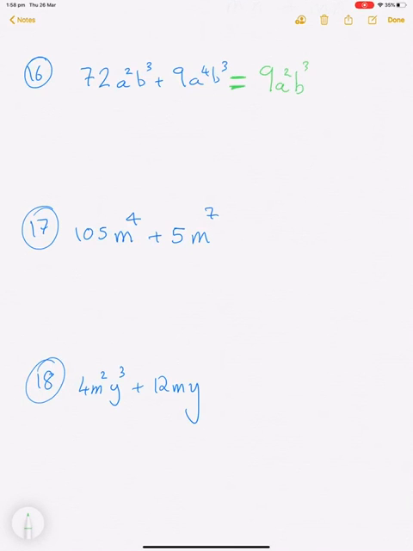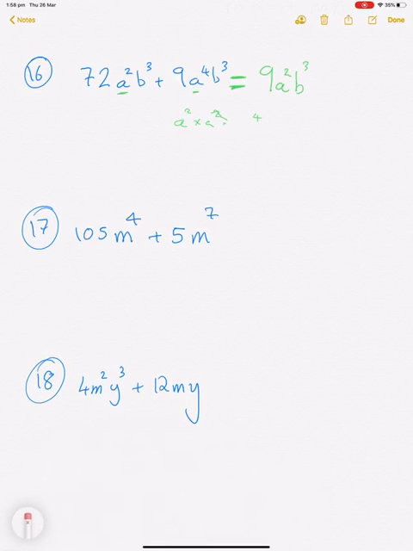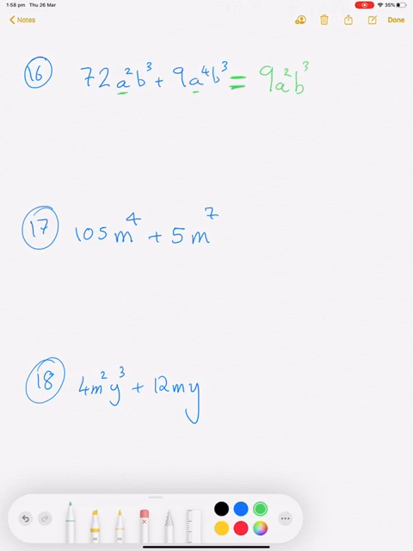Why the highest power is a squared. Okay, so if you can see, we've got an a squared here. So we can factorize that, and we can take an a squared here. You see, an a squared gives a to the 4. So we can take that out as a factor.